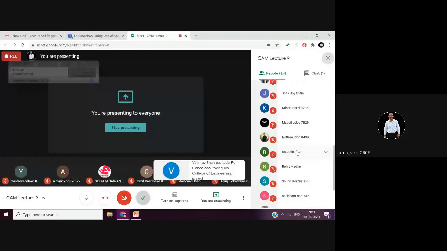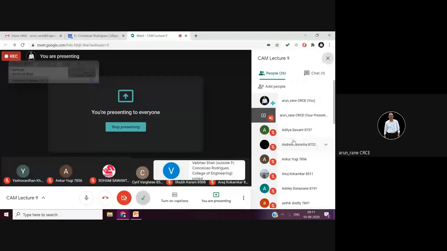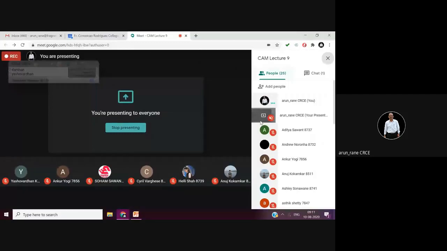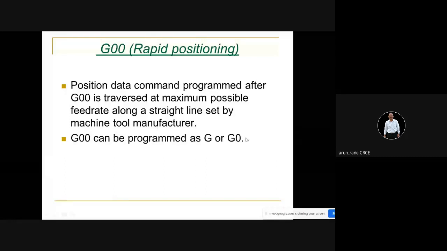Alright, we'll continue. So it can be programmed as G or G0 also, but generally we write G00. No need to write it in short form. So it's modal and can be cancelled with G01 or G02 or G03.